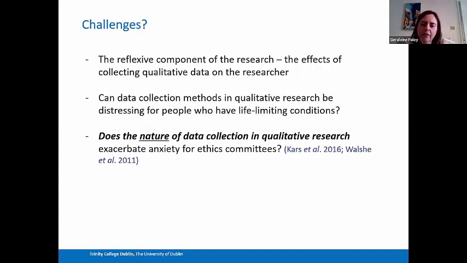And does the nature of data collection in qualitative research, like I've mentioned, actually exacerbate anxiety for ethics committees? These are things that do happen. I'm a member of an ethics committee myself, and these questions do arise during a review of applications.